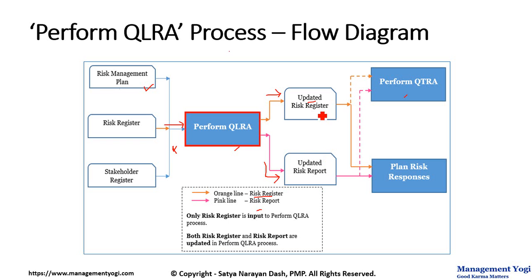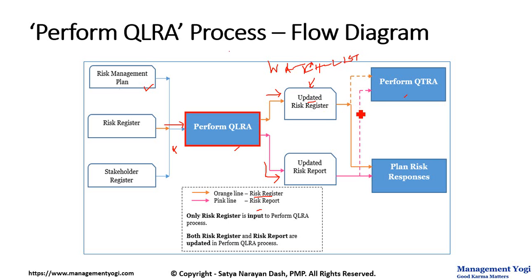Whereas the risk register, of course, will have the qualified or the prioritized risk. Now you'll be thinking, what happens to the risks which are of low priority, that is of low probability and or low impact? Those risks are also going to be part of the risk register, but those risks will be in a list, and that list is called the watch list. So the low priority risks will be part of the watch list, which is a part of the risk register. It is not a separate document.